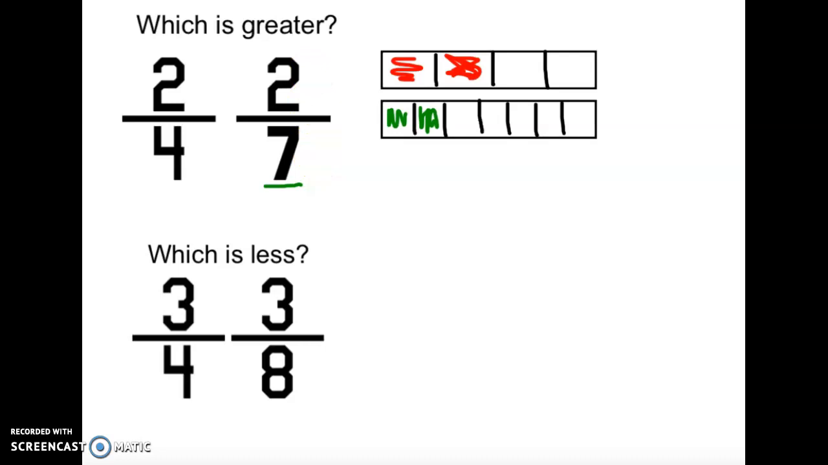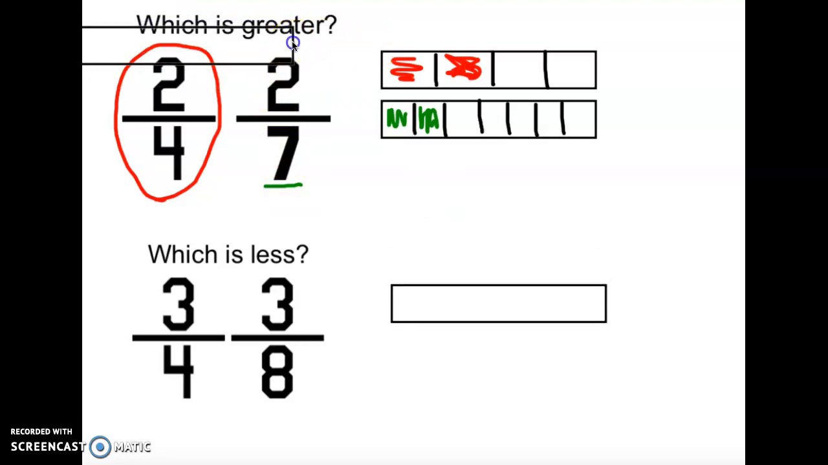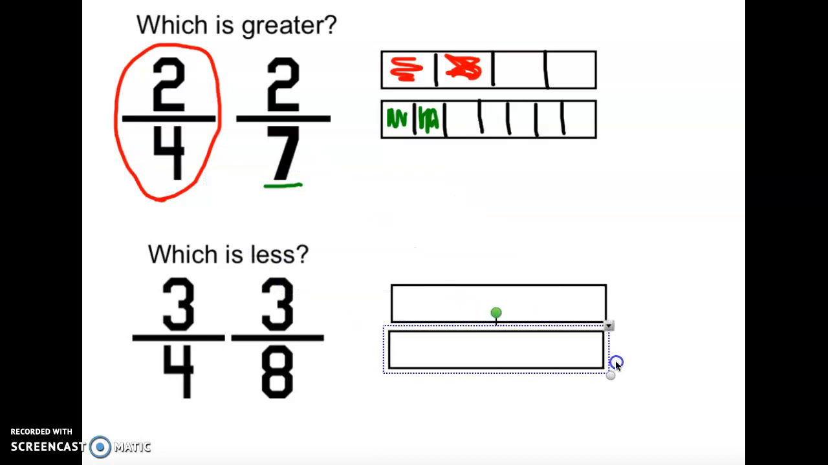So the fraction that is greater is the one that has the smaller number of pieces. This one has 4 pieces. That means it's a bigger fraction because the pieces are bigger. So the smaller the number, the bigger the fraction. The smaller the number, the bigger the pieces. And we'll do one more of these, and then we'll actually just very quickly do our math work for today. If I can get down there. There we go. All right.